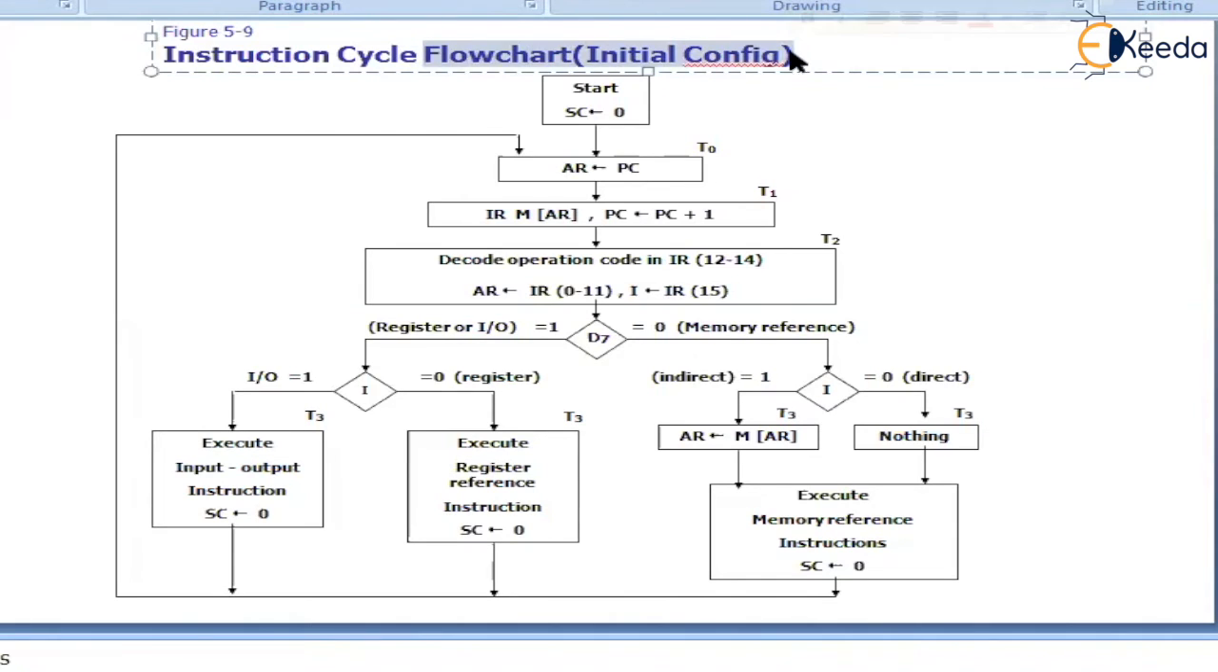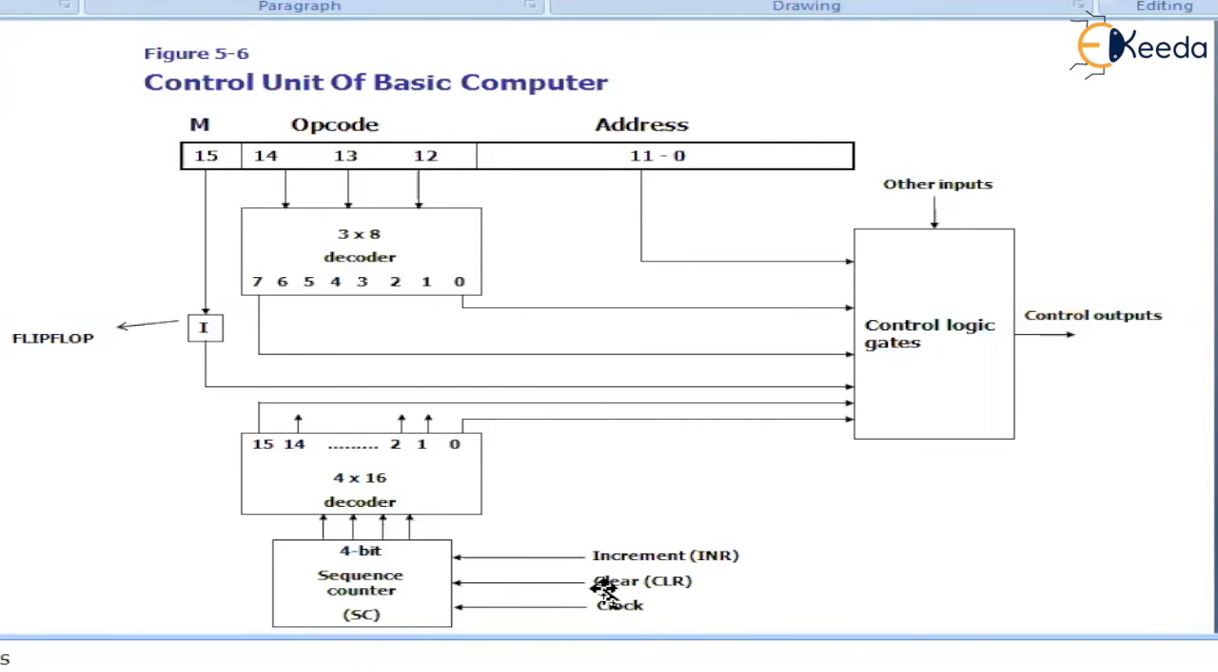It gets started. Start, sequence counter will be equal to 0. Initially, we are going to clear the counter. I forgot to explain clear and increment. The moment a clock pulse is received, the counter starts working. Let us say it's the first clock pulse, T0. In T0, program counter to address register, and then the corresponding operation will get performed.